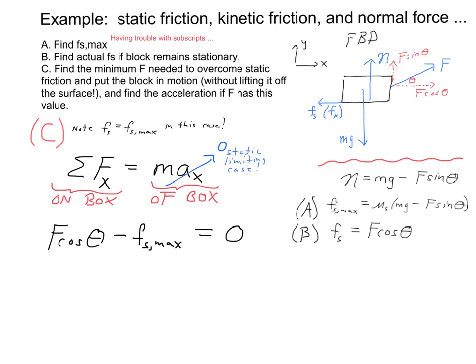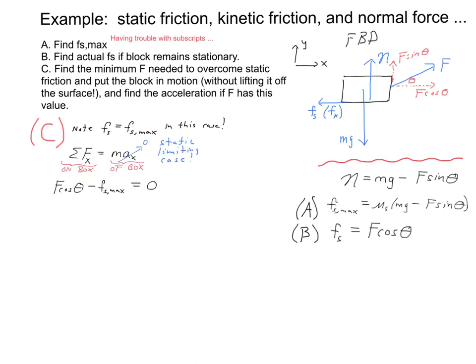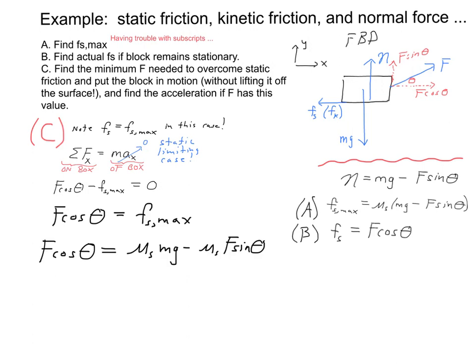So plugging in, we have F cosine theta minus F sub s max, because we've got the maximum possible static friction, equals 0, just on the threshold of slipping. Now we can plug in this for F sub s max and try and rearrange this and do the algebra and solve for the necessary F. First we rearrange this, and then we plug in for F sub s max this, distributing the mu sub s through, and now we can rearrange and solve for F.